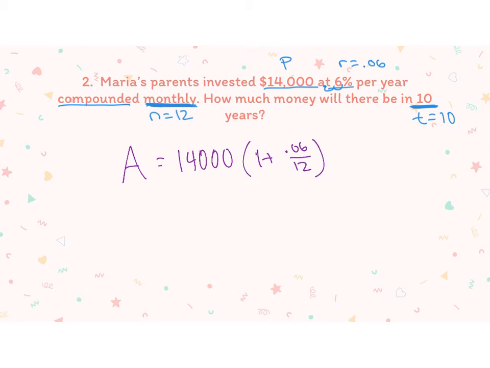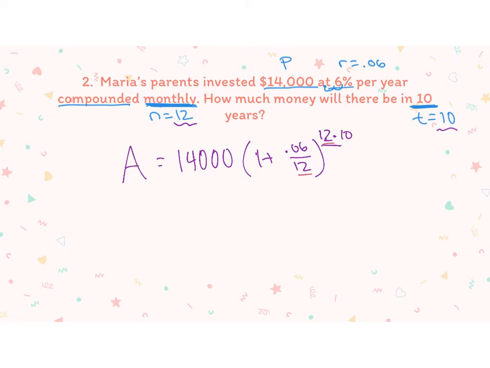So it's not just plus 0.06, it's plus 0.06 divided by 12. Close off that parenthesis. Then up in the exponent position, you have these 2 things being multiplied together. So 12 times 10. Okay, so that's the equation. It looks a little bit different than exponential growth. It's kind of similar, but it's still got those added components of the N in there.